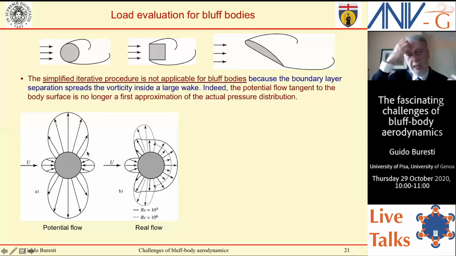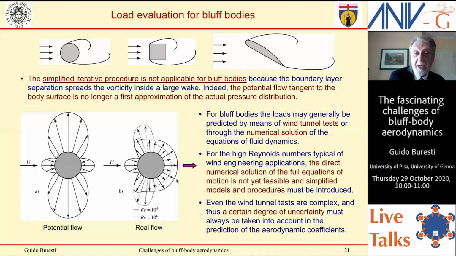You just have to use wind tunnel tests or, nowadays, numerical solutions. However, for the Reynolds numbers which are typical of wind engineering, direct numerical solution of the equations, which you know, is not feasible, and you must introduce simplified models and procedures. And even wind tunnel tests are complex, and then you may expect a certain degree of uncertainty.